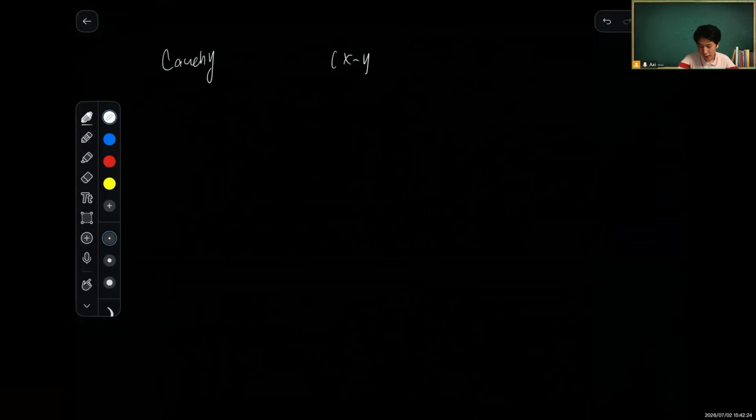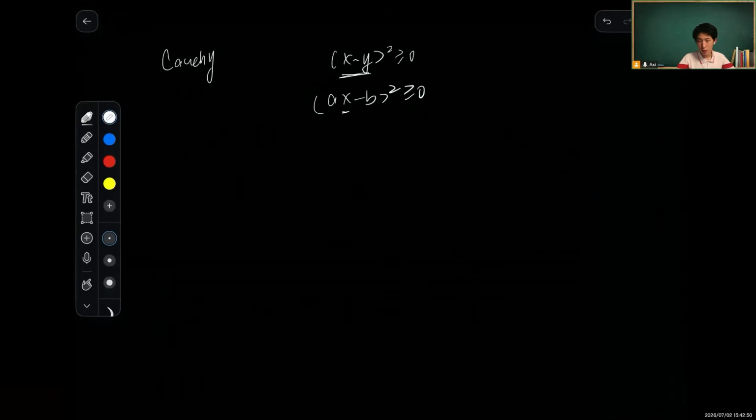Remember, last time we began with (x minus y) squared is greater or equal to 0. This time, let's do something similar. Let's treat the 2 terms as a linear expression, like this. So in this case, a and b are constants, and x is the variable. Similarly, from here, since (ax minus b) squared is greater or equal to 0, we can expand the left side. a squared x squared minus 2abx plus b squared should be greater or equal to 0.